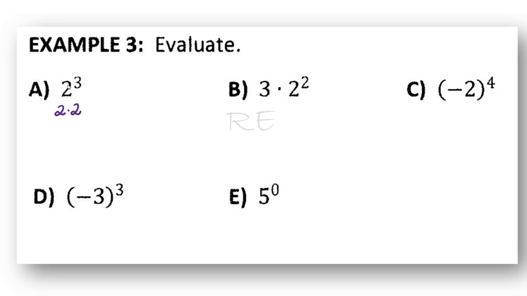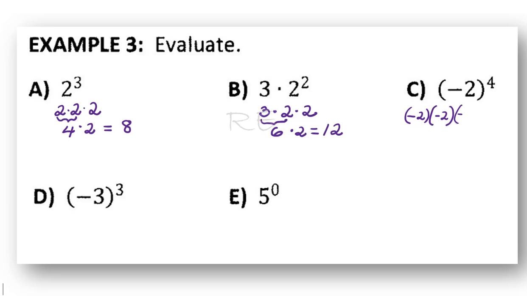Evaluate. 2 to the 3rd is 2 times 2 times 2. 2 times 2 is 4, times 2 is 8. 3 times 2 to the 2nd is 3 times 2 times 2. 3 times 2 is 6, times 2 is 12. -2 between parentheses to the 4th is -2 between parentheses times itself 4 times. Let's do 2 at a time. -2 times -2 is positive 4, times -2 times -2 is positive 4. 4 times 4 is 16.